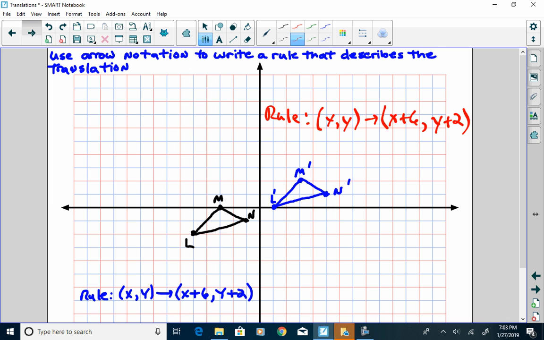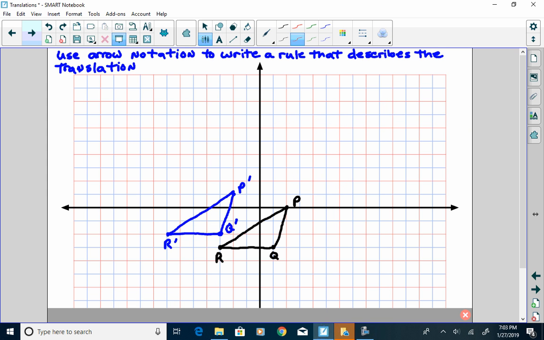Okay? Why don't you guys try the next one on your own first? Use arrow notation to write a rule that describes the translation. Remember to pay attention to the pre-image and the image. This way we know which direction everything was moved. So I can see that it was moved to the left, so we're going to be taking something away from our x value. We see that we translated up, so we're going to be adding something for our y value. Okay? So why don't you guys give that a shot?